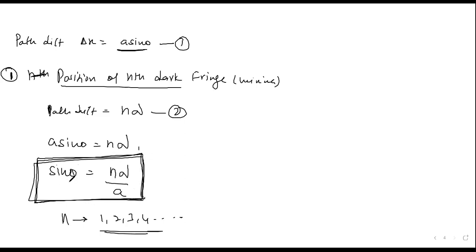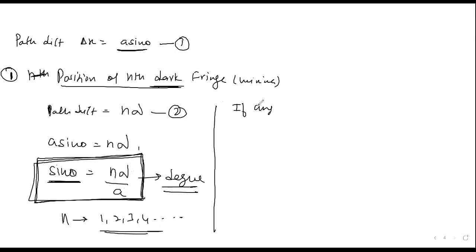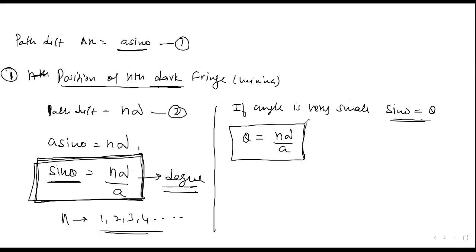So listen here, what's the position of the nth dark fringe? n, the order of the fringe, times wavelength by the size of the opening, or slit width, is equal to sine theta. This gives the angular position, and the answer is in degrees. Sometimes the angle will be very small. If the angle is very small, then sine theta you can write simply as theta itself. Then the same equation is theta itself equal to n lambda by A. This answer is in radian, keep in mind.